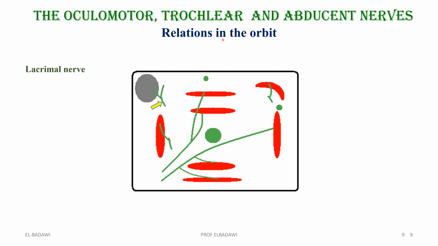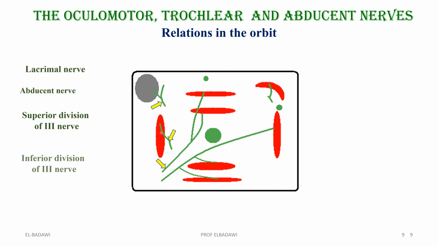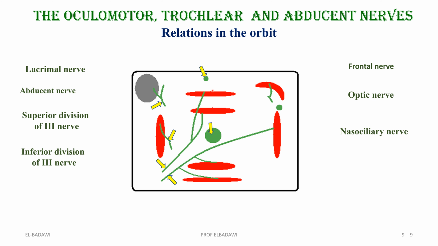We have the lacrimal nerve, which is very close to the lacrimal gland, the abducent nerve, which is very close to the abductor muscle, the lateral rectus, the superior division of oculomotor, and the inferior division of oculomotor, one above and one below the optic nerve, and then the frontal nerve just directly below the roof, above the levator palpebrae superioris, the optic nerve in the middle, then the nasociliary lying between the superior oblique and the superior rectus along the medial wall of the orbit after it crosses the optic nerve.